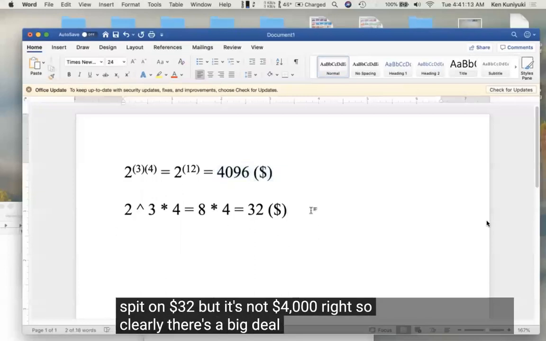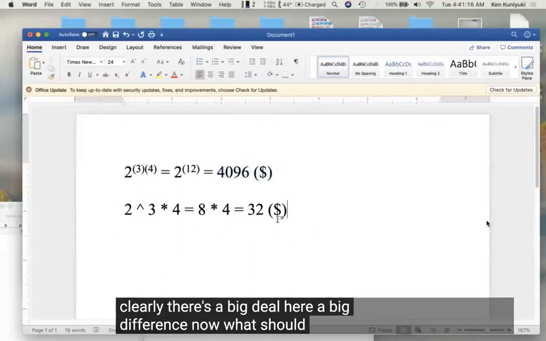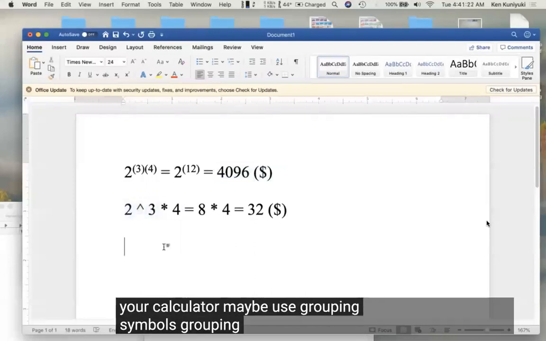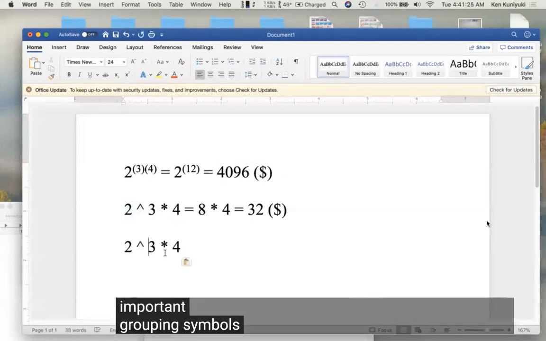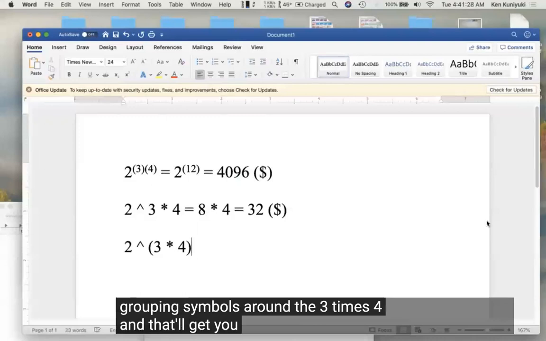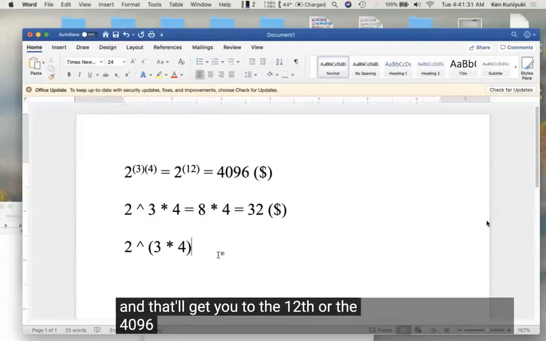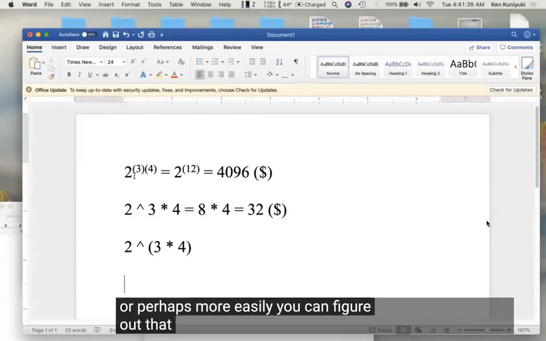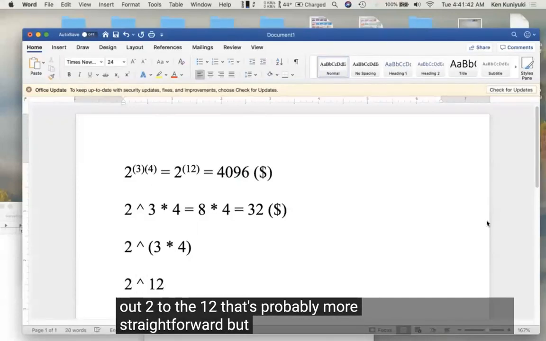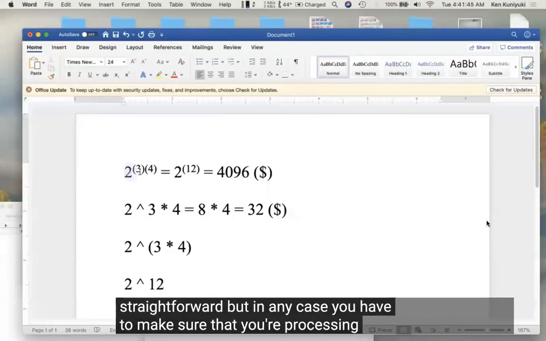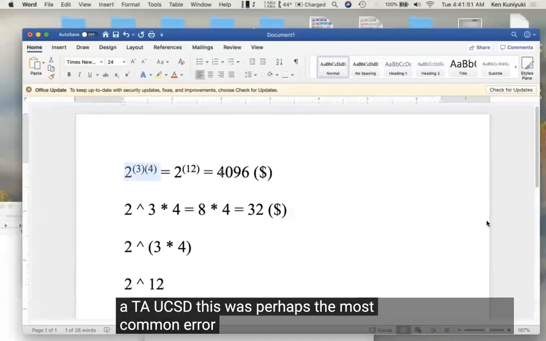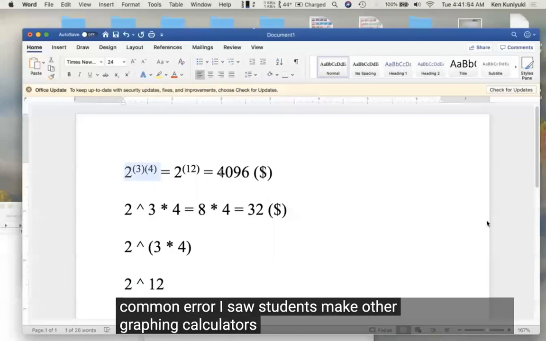So clearly, there's a big difference. Now, what should you do in your calculator? Maybe use grouping symbols. Grouping symbols are so important. Grouping symbols around the 3 times 4 will get you 2 to the 12th, or 4,096. Or perhaps more easily, you can figure out that 3 times 4 is 12 and just figure out 2 to the 12th. That's probably more straightforward. But in any case, you have to make sure that you're processing this correctly. And I must say that when I was a TA at UCSD, this was perhaps the most common error I saw students make on their graphing calculators.